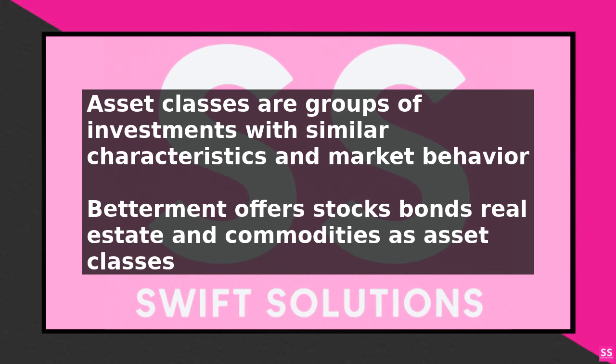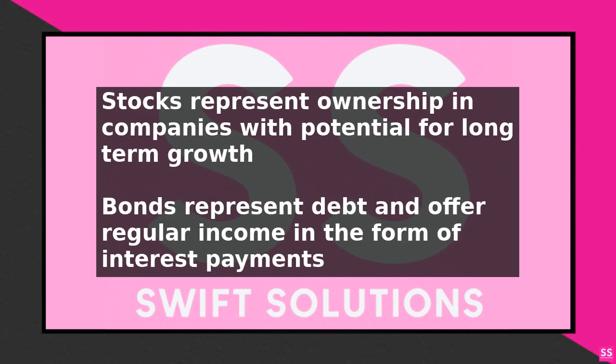An asset class is a group of investments that have similar characteristics and behave in a similar way in the market. Betterment offers a range of asset classes, including stocks, bonds, real estate, and commodities. Each asset class has its own unique benefits and risks, and understanding these is key to creating a diversified portfolio. Let's break down each asset class.